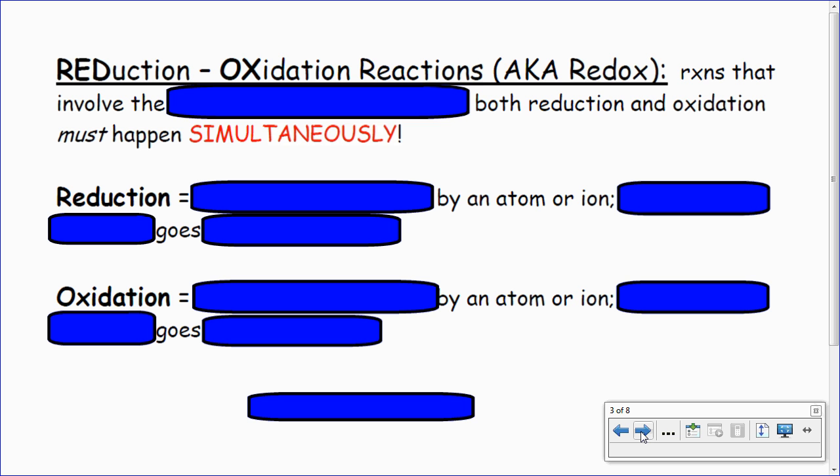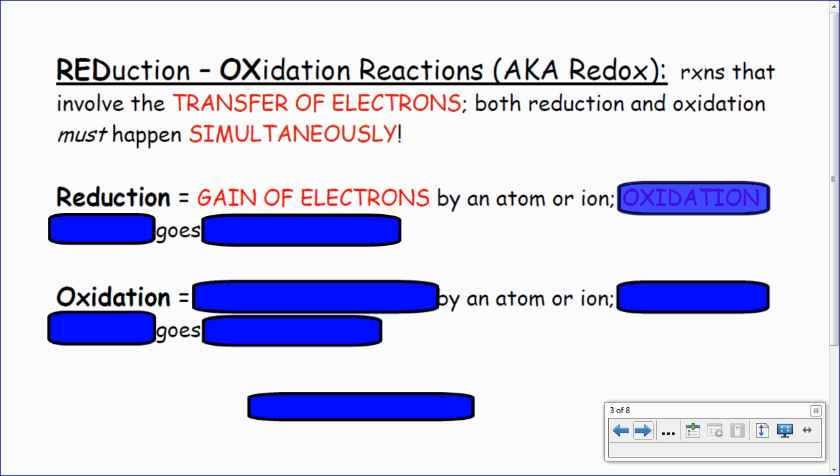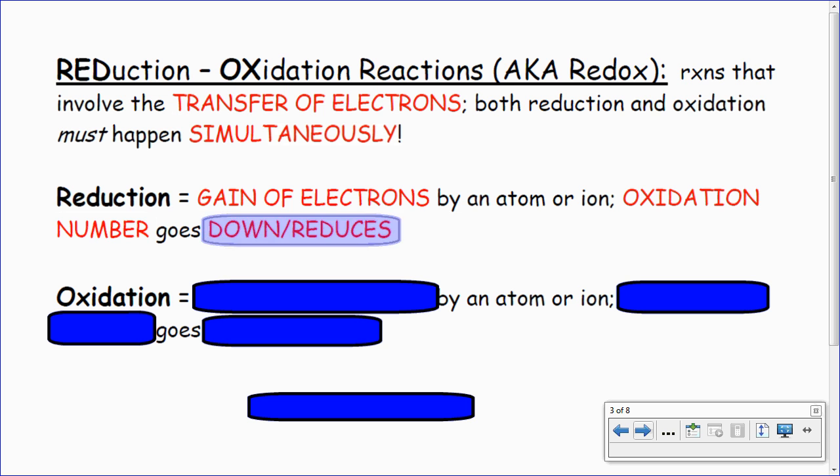Reduction oxidation reactions, aka redox, are reactions that involve transfer of electrons. Both reduction and oxidation must happen simultaneously. The word redox is a simplification of oxidation reduction or reduction oxidation. Reduction itself is a gain of electrons by an atom or an ion. Oxidation number goes down, it reduces.